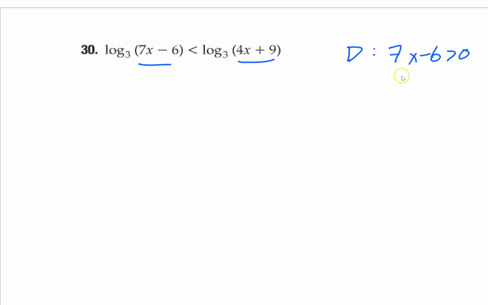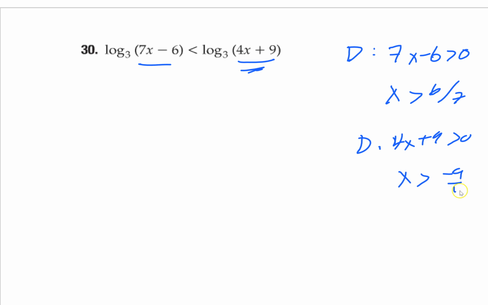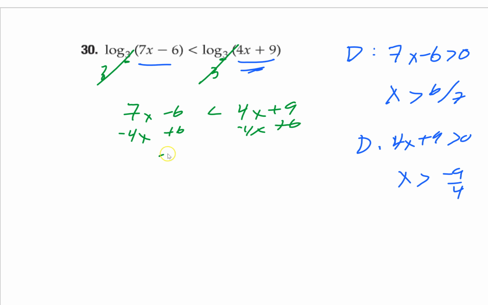So my domain here, just add 6 and divide by 7. It's x greater than 6/7. My domain for this one, 4x plus 9 is greater than 0. Subtract 9 and divide by 4, x is greater than negative 9/4. And now we actually got to solve it. Let's take 3 to both sides. Whatever the base is, take that to both sides. These will cancel. 7x minus 6 is less than 4x plus 9. Do a little math. Minus 4x, plus 6. I get 3x is less than 15. Divide by 3. x is less than 5.